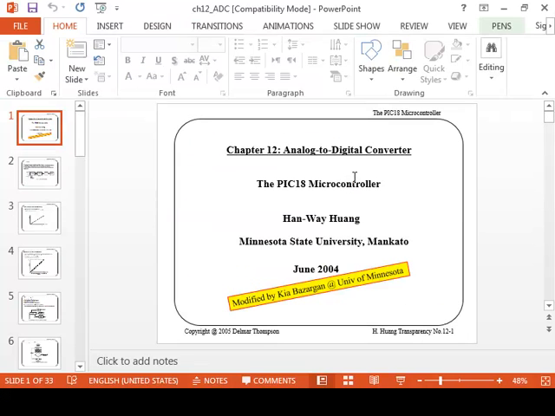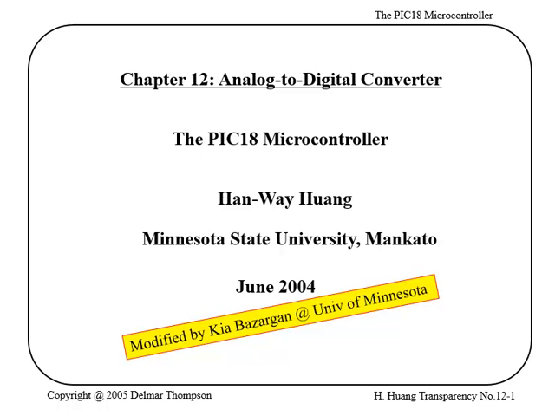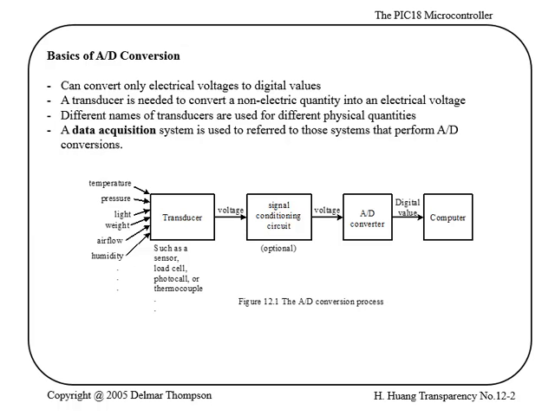But what I want to do now is to look at Huang's slides. These were originally meant for PIC 18. We are talking about PIC 24. So just ignore any code that you see here. The code is going to be different. The specifications of the A to D conversion is going to be different. But here, basically, I want to go over some of the basics here.